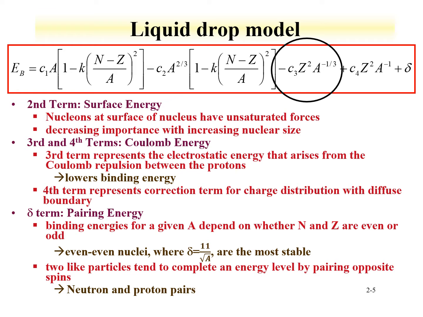And then the final term is a pairing energy term. This takes into account some of the trends that are seen, that the binding energies for a given A will depend upon whether the N and Z are even or odd. If it's an even nucleus, they tend to be the most stable. So this is a term that's used. And two like particles tend to complete an energy level by pairing in opposite spins, so neutron and proton pairs. That's where some of that pairing information comes in.